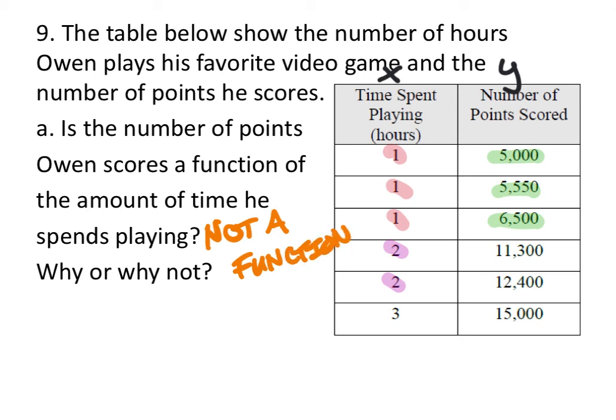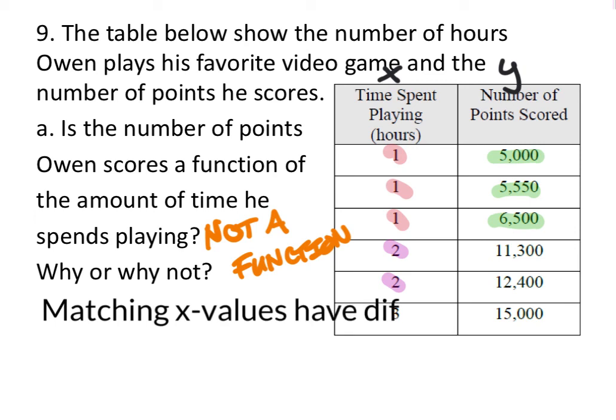So that also means that if Owen was playing, he'd have to get the same amount of points if he plays for 1 hour every time, or for 2 hours for that matter. But yeah, even the 2 hours show that they're different y values, so still not a function, okay? It's not a function because the x values that repeat, say matching x values, have different y values. Boom.